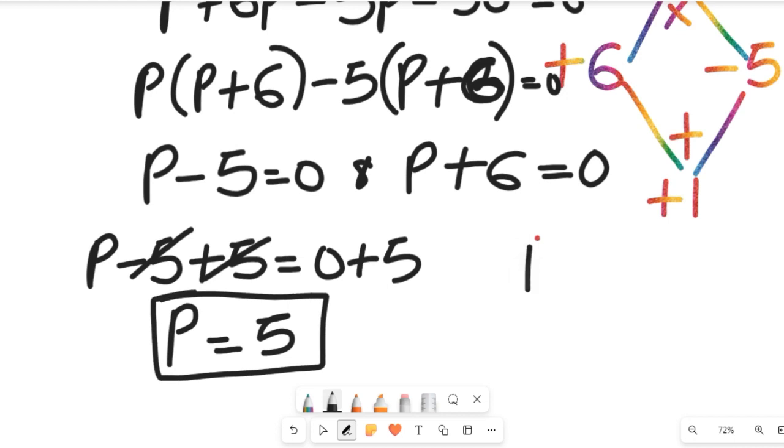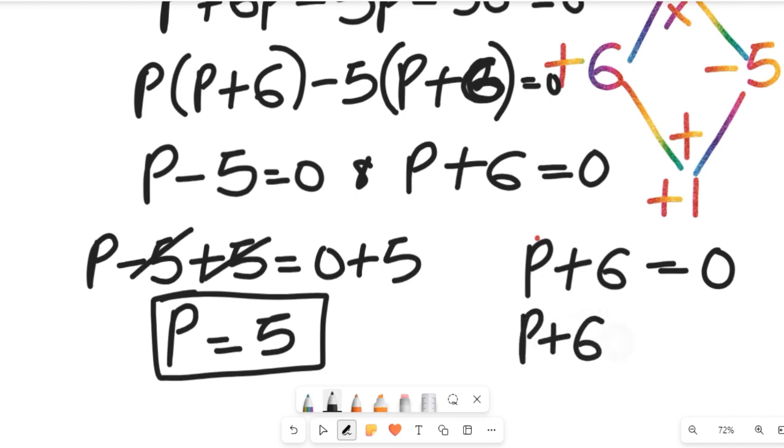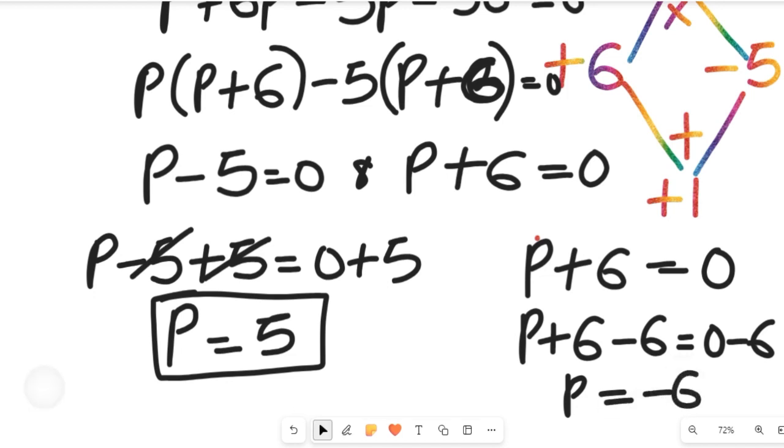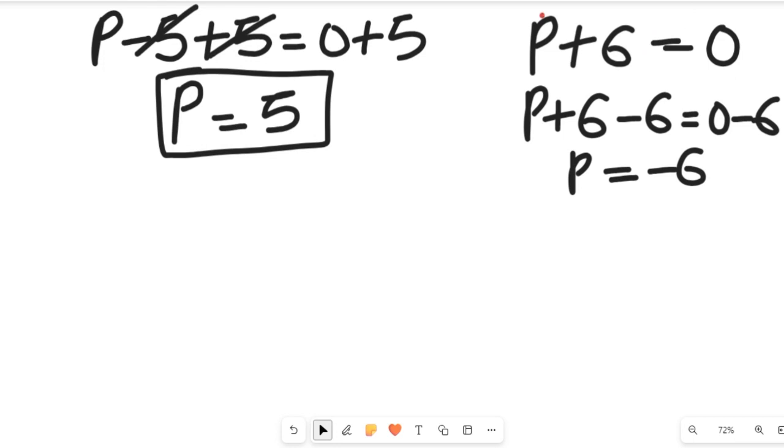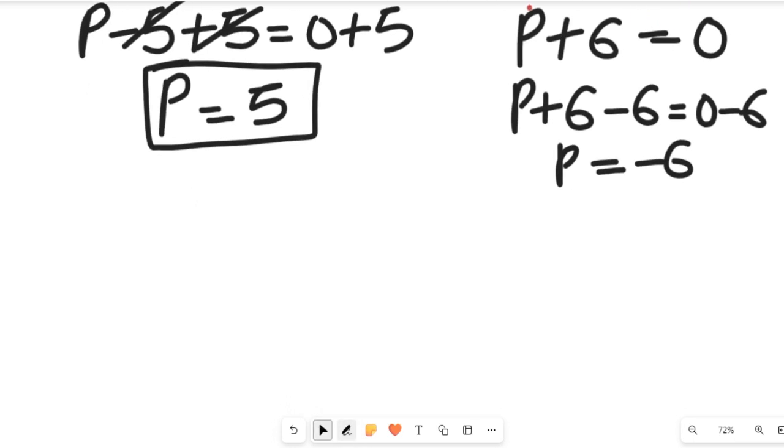So on this side, we have p plus 6 equal to 0. If we subtract 6 from both sides, we are going to have p plus 6 minus 6 equal to 0 minus 6. So p over here will be equal to negative 6. And that is the second solution to the value of p. So we'll have p equal to 5 and p equal to negative 6.